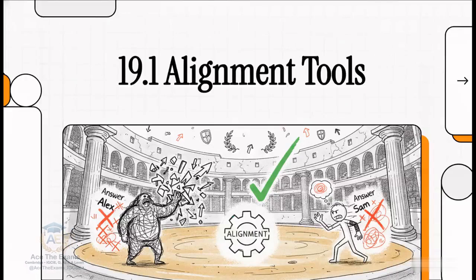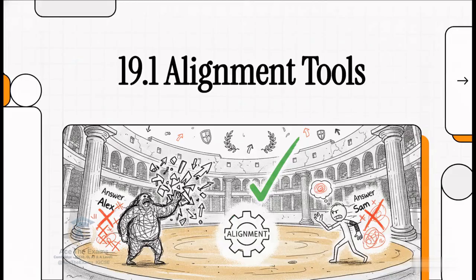Welcome to the Explainer. Listen, today we are stepping straight into the exam coliseum. Think of the Cambridge computer science exams as an arena. Literally, an arena. Only the prepared survive. Today, we're locking in on syllabus code 9626, specifically section 19.1 alignment tools.